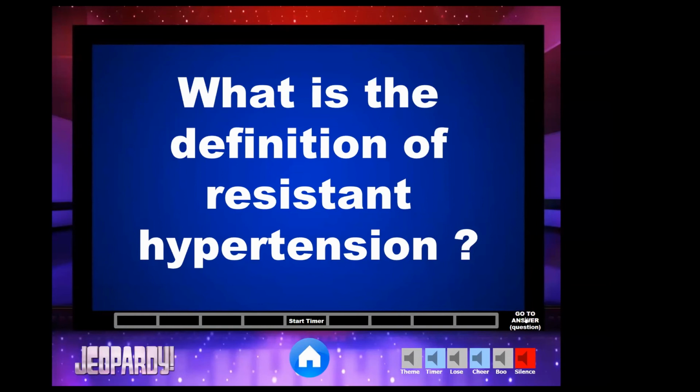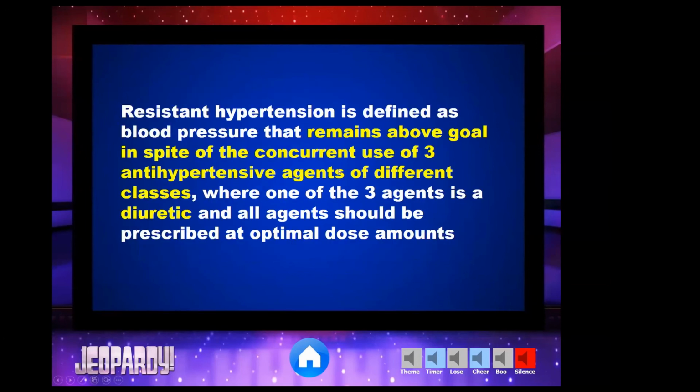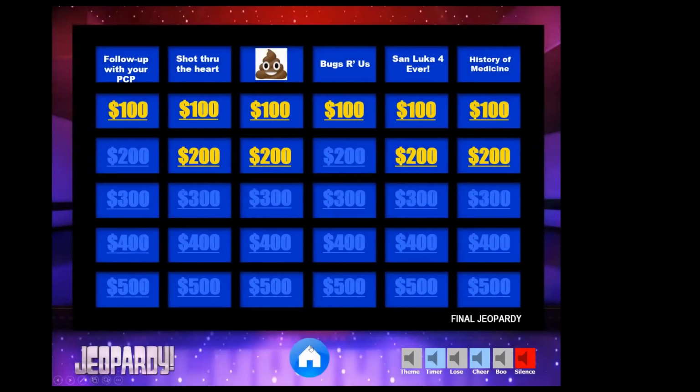All prescribed at optimal doses. Yes, that is correct. That is all I needed. So it's 3 medicines, optimal doses of different classes, and one of the agents is a diuretic. All right, that is the correct answer. Points for team 2. Now team 3.